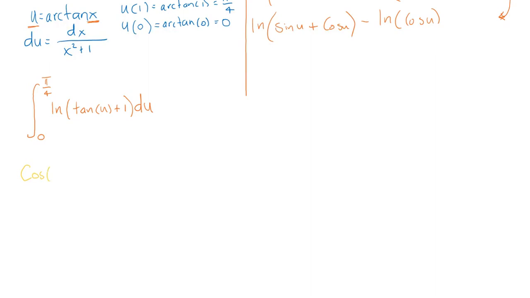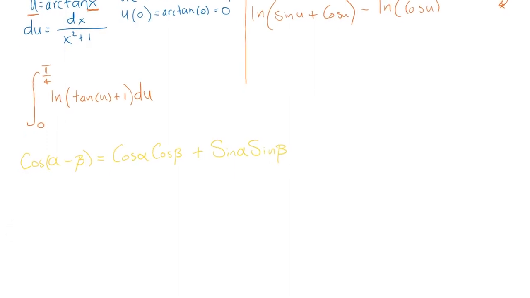of some value or some angle, let's say alpha, minus beta, is equal to cosine of alpha times cosine beta plus sine alpha sine beta. And this is a trigonometric property. So we notice that we have sine of u plus cosine of u, and here we have a cosine of beta and a sine of beta.